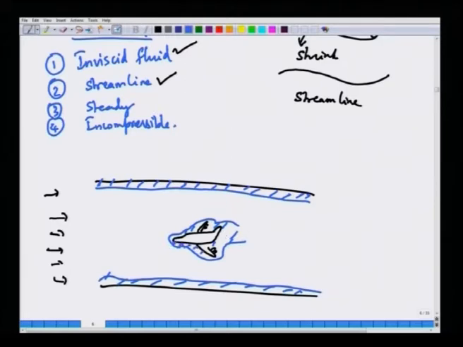So, the Bernoulli equation will be invalid in the blue patches, but if you take a streamline where there is no blue patch, then you can certainly apply the Bernoulli equation between these 2 points, because you can assume, to a good approximation, that viscous losses are negligible. They are never 0, but they are not that important.